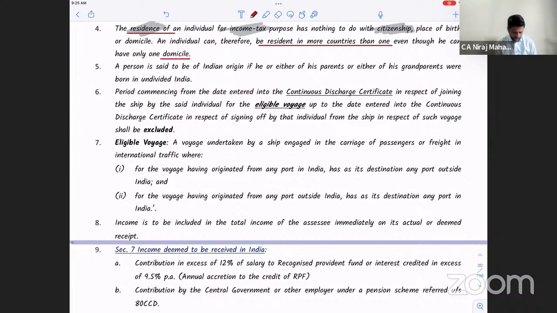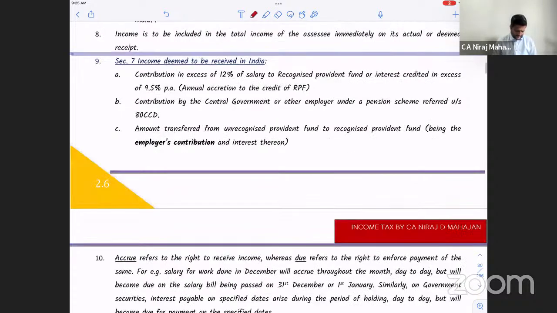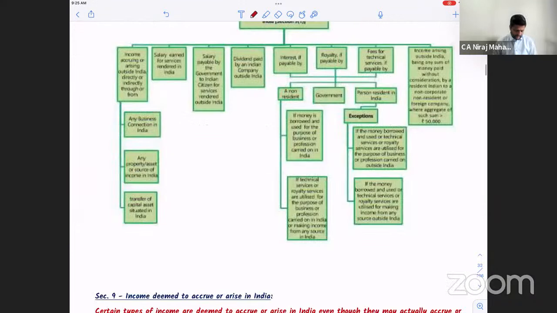Domicile generally means what? Origin. You may have heard about a domicile certificate. That means where you belong, what your origin is. Other things we will cover later on. All right? Fine.